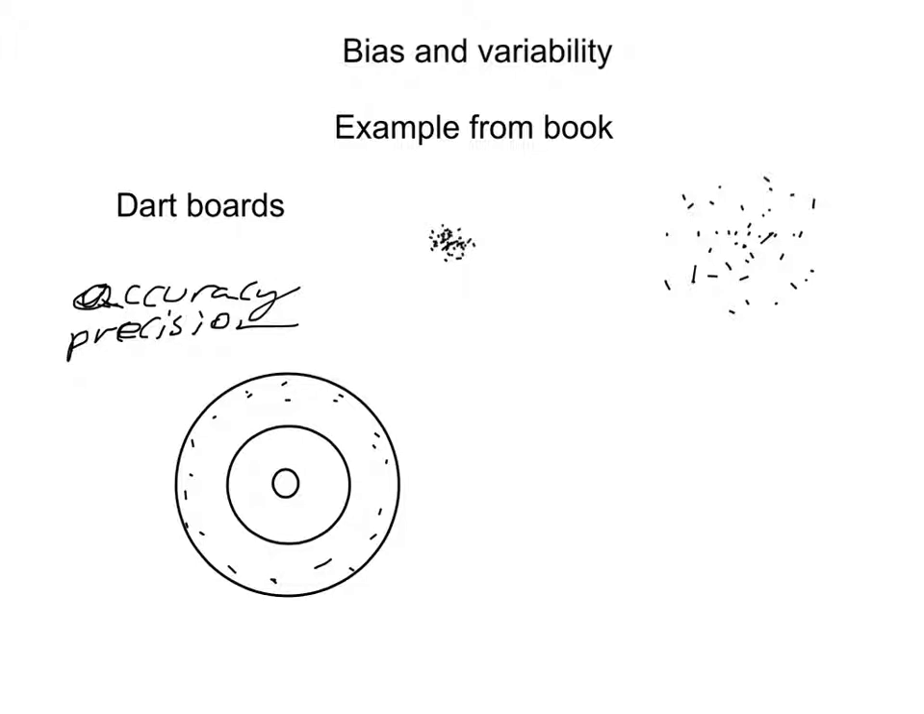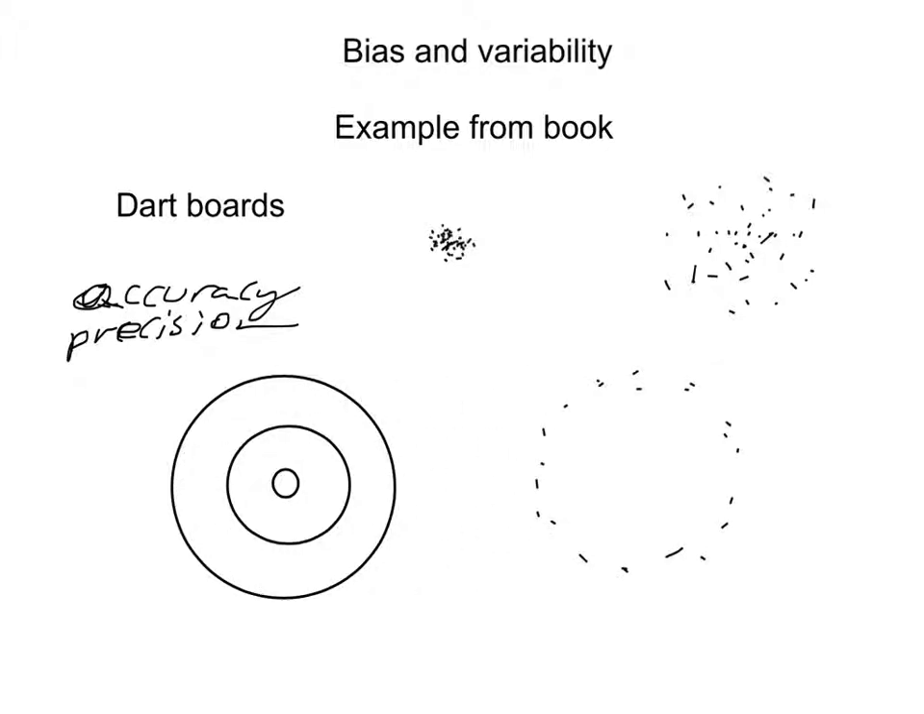This is an example from the book that displays it in dartboard form. Right here we have all these data points around the bullseye. In this situation we want the bullseye, which is right in the middle here. This data set is not very precise because it flows all around, it's not in one area, and it's also not very accurate because we don't have any pieces right there in the bullseye. So that's an example of low accuracy and low precision.